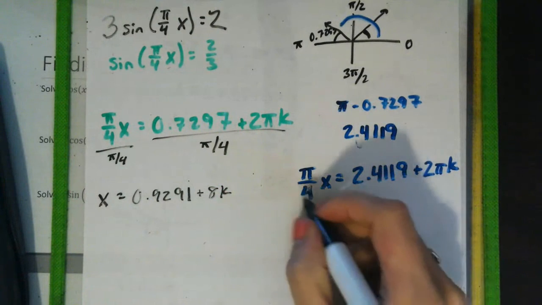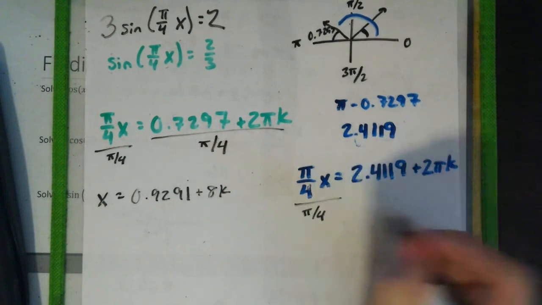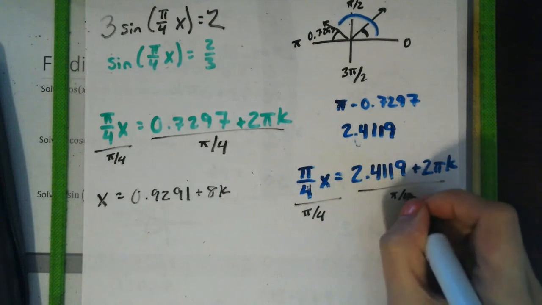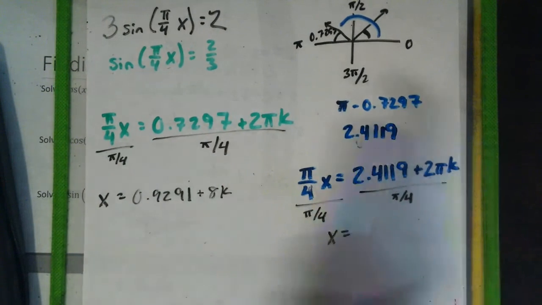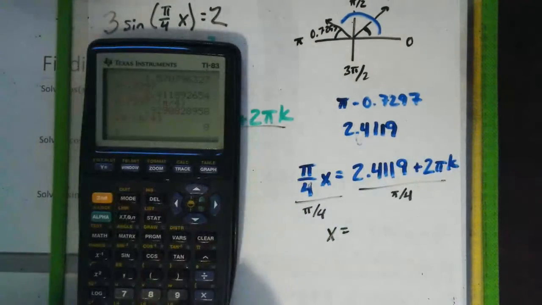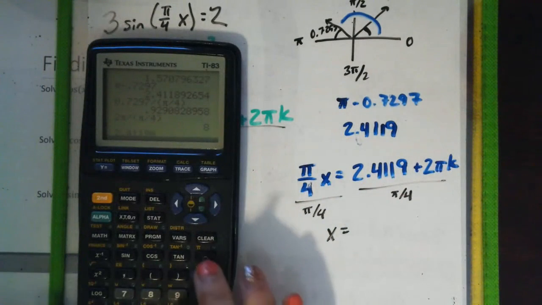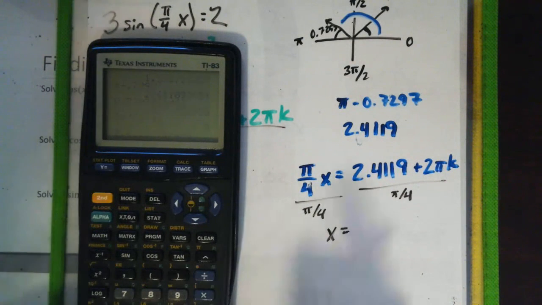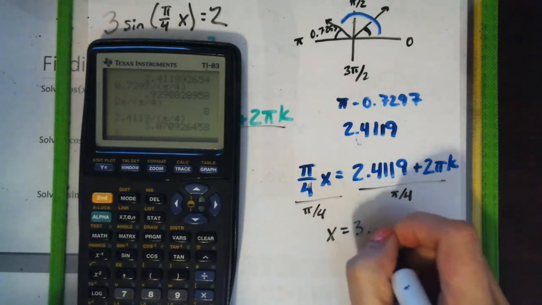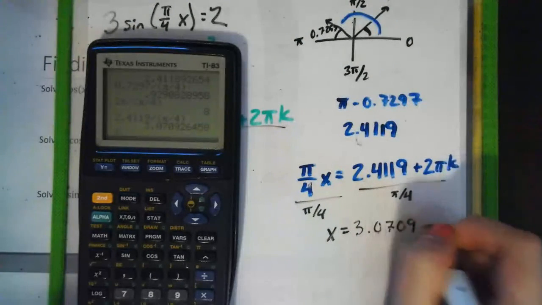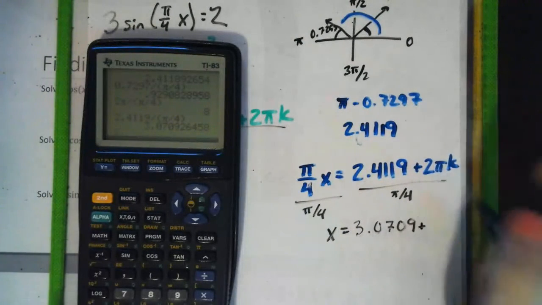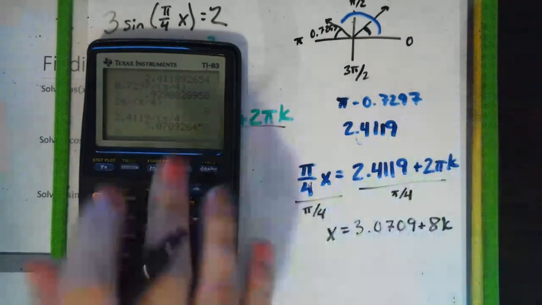I'm going to do the same over here. I'm going to divide both sides by pi over 4. That'll give us x is equal to 2.4119 divided by pi over 4, which gives us 3.0709 plus 8k, as we said that was 8.